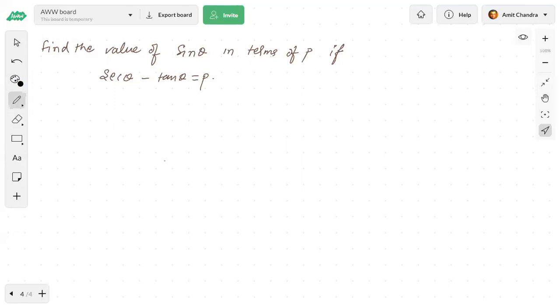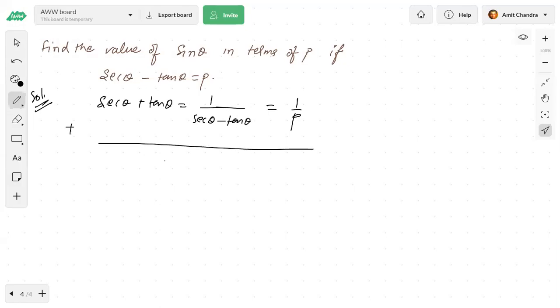Okay, so let's solve this one also. It's a simple question, similar to the previous one. If we know sec theta minus tan theta is equal to p, from here we can also write sec theta plus tan theta will be 1 by sec theta minus tan theta. So that means this is equal to 1 by p. If I add these two, this tan theta and this tan theta will get cancelled. So you'll get twice sec theta is equal to p plus 1 by p.